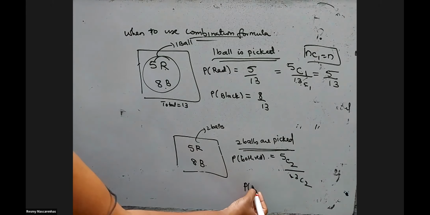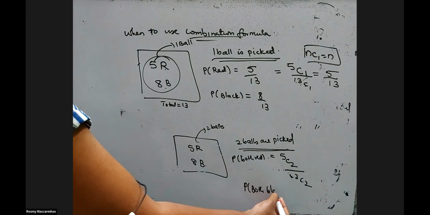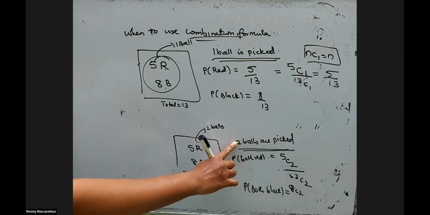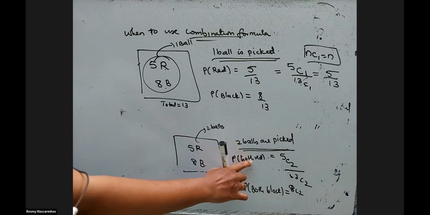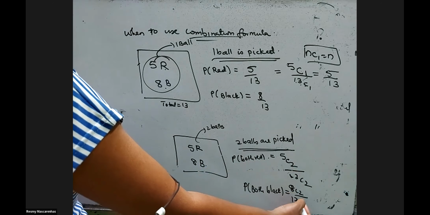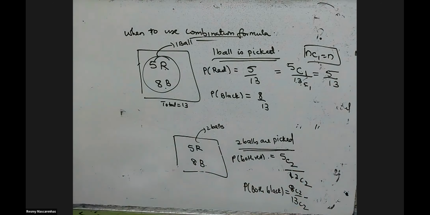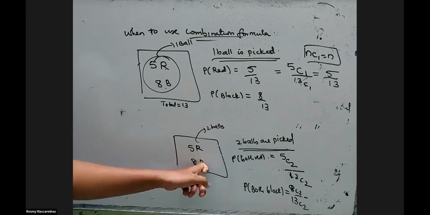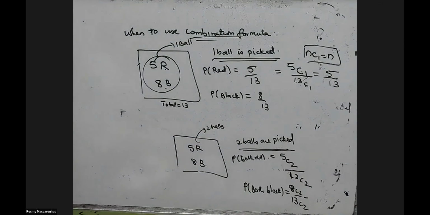The probability of both black would have been 8C2 because we are picking 2. If the question was 3 balls are picked and all 3 are red, it would be 5C3. So this would have been over 13C2. And suppose now they ask one black and one red, there are 3 options, no? Either both could be red, both could be black, or one red and one black. The third one is one black and one red.